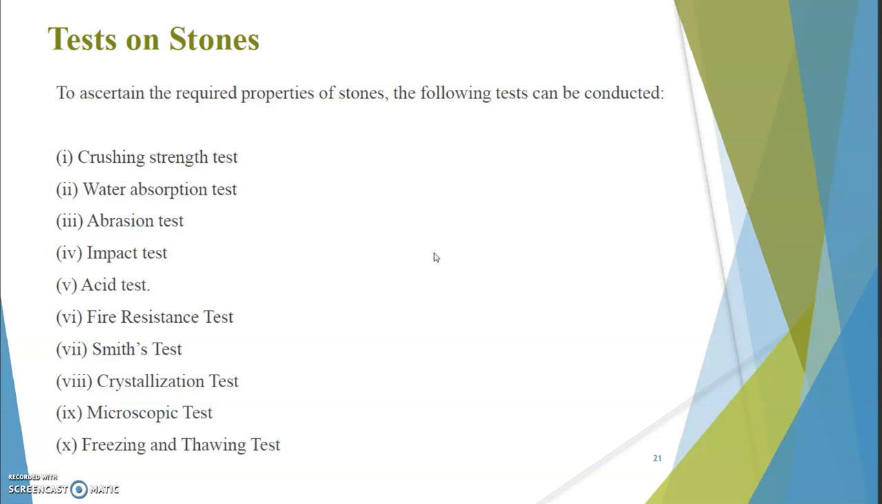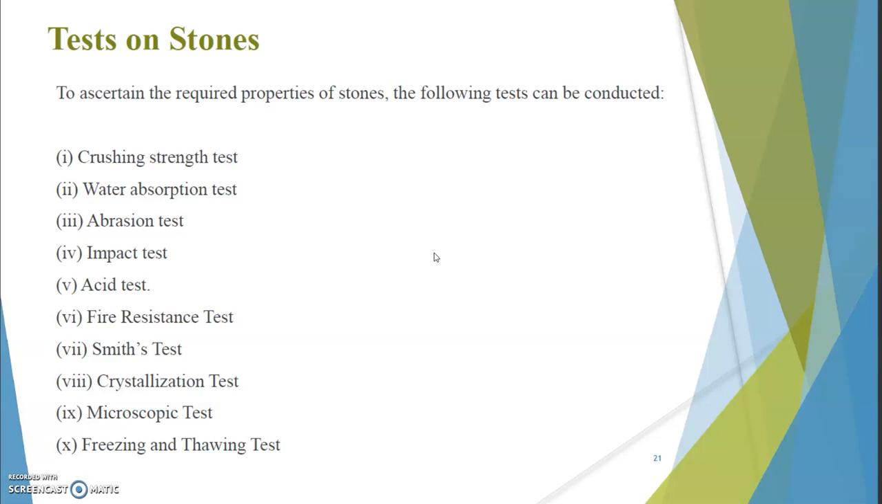Then the crystallization test and microscopic test is nothing but to study the surface morphology of your stone. These tests are normally advanced tests which have unique and rare applications. Then the freezing and thawing test.